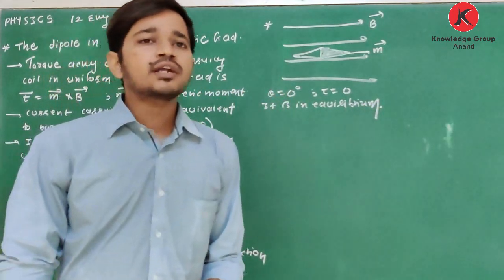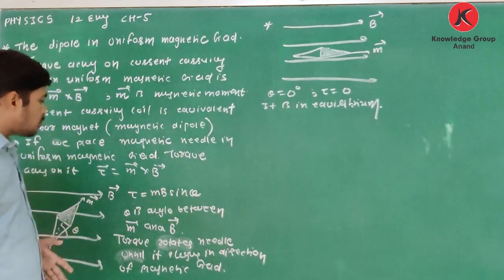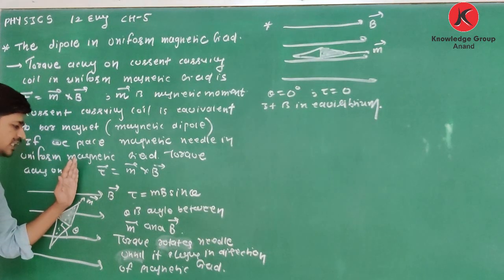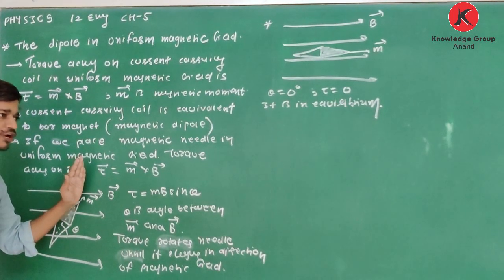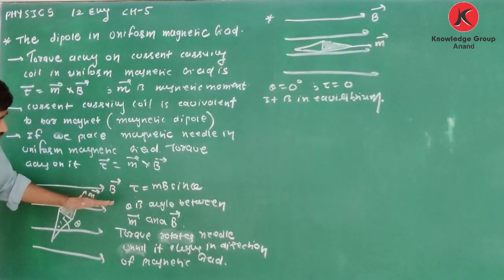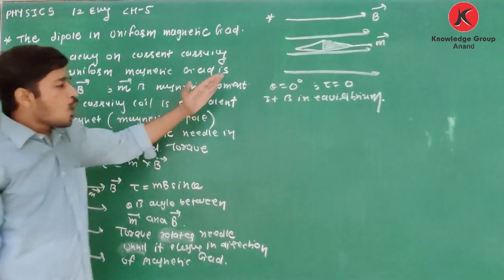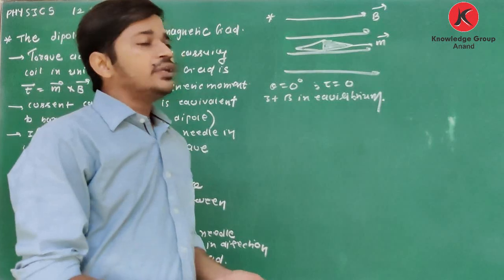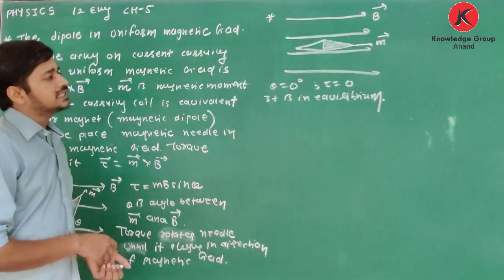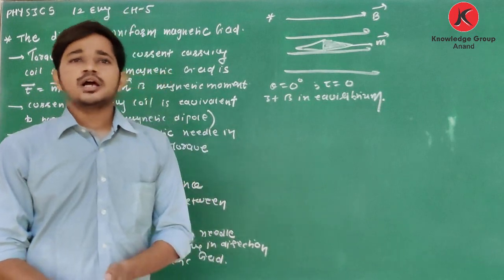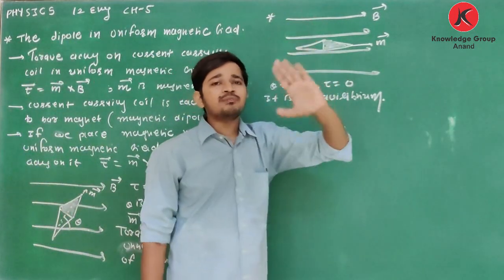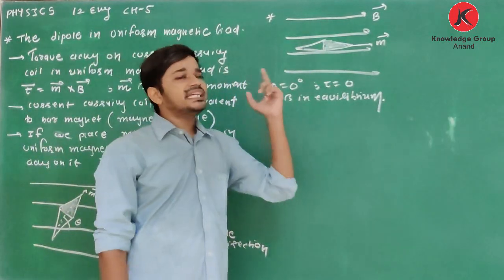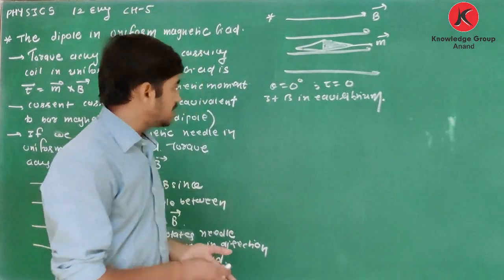Clear about this? So what is the behavior of a magnetic dipole in a magnetic field? If the dipole is placed at any angle, torque acts on it, and due to the torque it performs rotational motion until it aligns in the direction of the magnetic field. Once it is in that direction, theta is 0 and torque is 0. Now it is in equilibrium condition, and from equilibrium it does not move by itself.